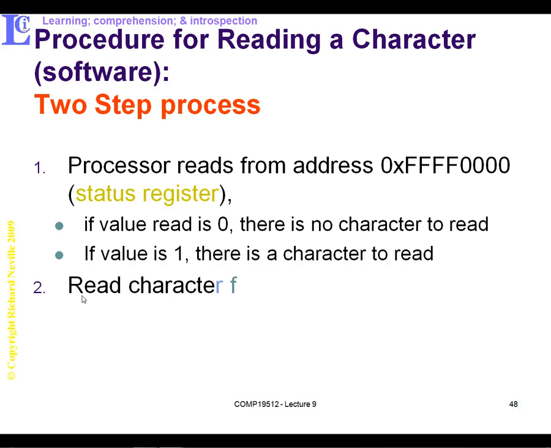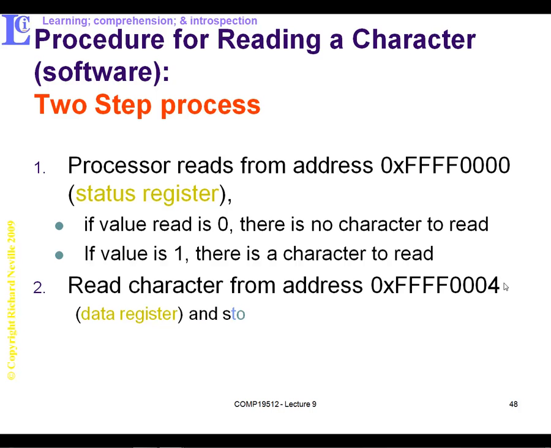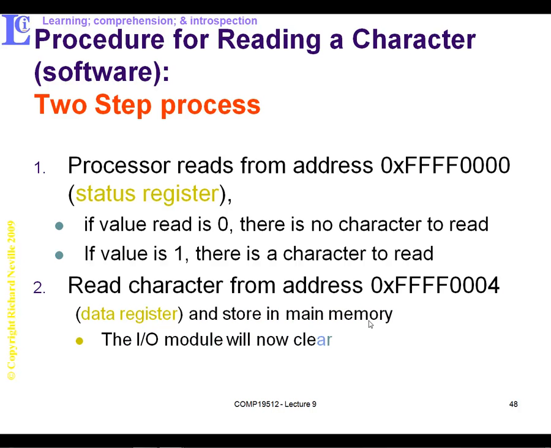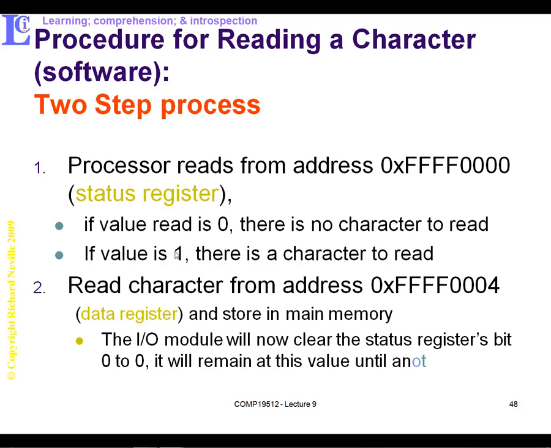Then it reads the character from the address of the data register in the memory map, and it'll probably then store that in main memory. So the I/O module itself will then clear the status register, this bit which was set to 1, it will clear it down and reset it to 0, so it will actually then be ready for another key press for the next key to be typed. So, a two-step process for reading a character from a keyboard.